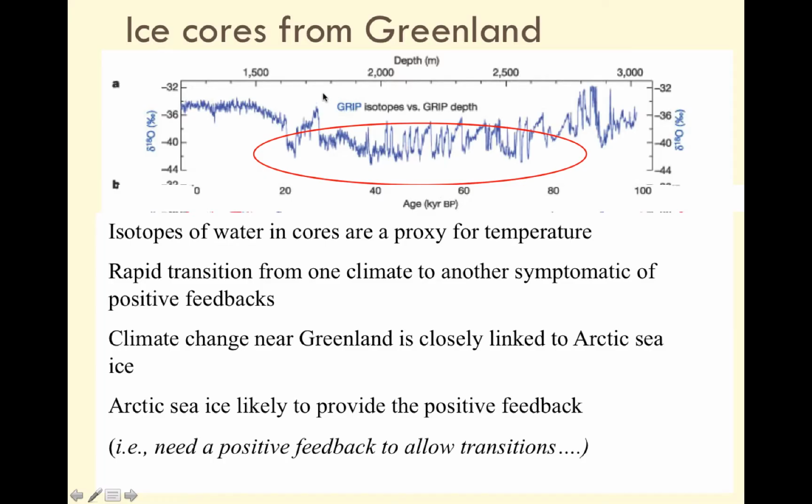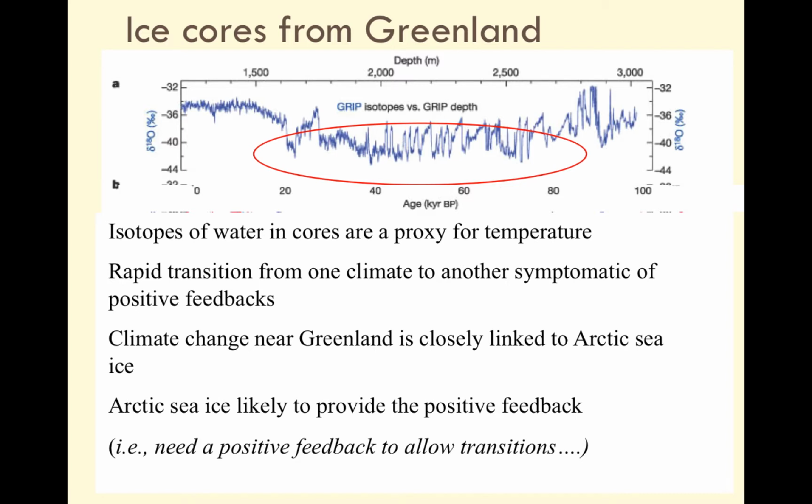Now here's an ice core from Greenland that goes back about 100,000 years. Again, they're looking at the isotopic composition in the ice to infer temperature. And what they show in Greenland are very quick oscillations. These are not oscillations in tune with Milankovitch cycles. These are much quicker, much more rapid oscillations in temperature in the Greenland ice core. Rapid transitions from one climate to another are very symptomatic of positive feedbacks. So you need some positive feedbacks to really amplify any small change in temperature.